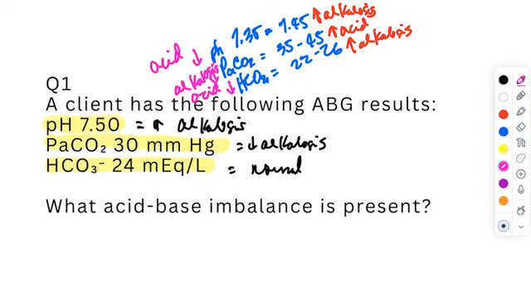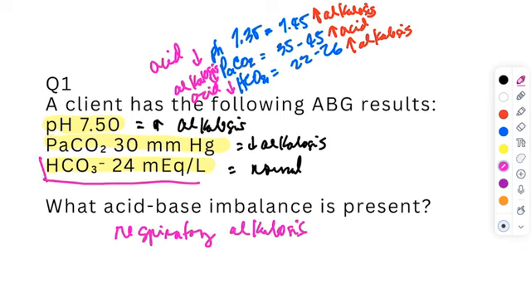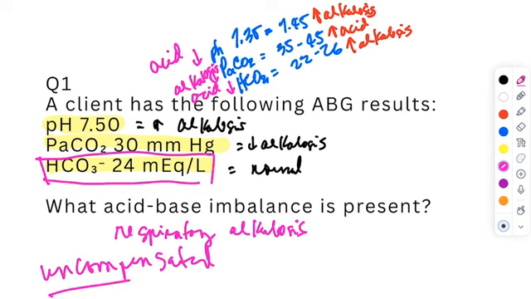So the final answer is respiratory alkalosis, right? But are we compensating? If you look at the bicarb, it's 24. So it's normal, right? So that tells us that the kidneys have not started compensating yet. So the final correct answer would be uncompensated respiratory alkalosis. So did you get that? Okay, so let's go to the second ABG.